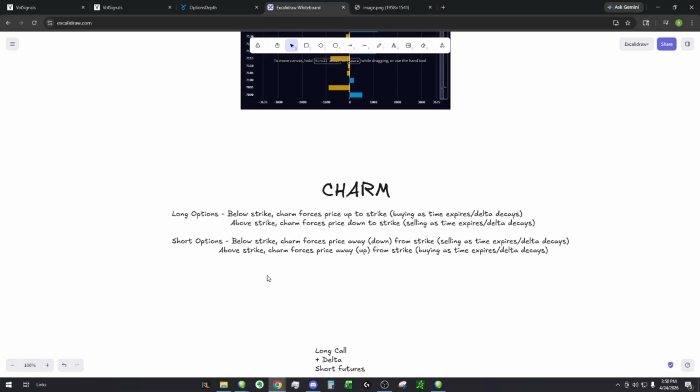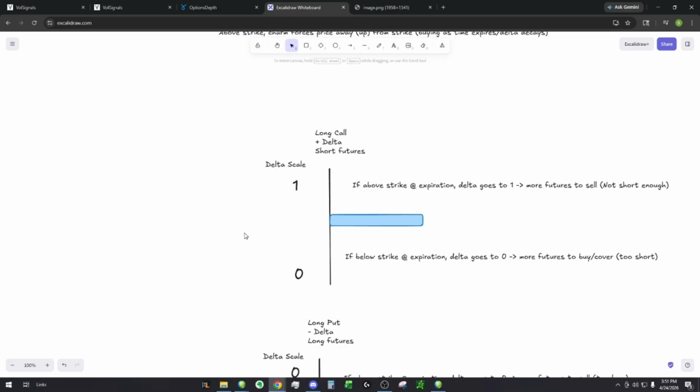Charm is most influential the closer to expiration the option becomes. So 0 DTE options will have the greatest charm impact. And as the day goes on, the charm on those 0 DTE options will be greater. So now I'm just going to go through some of the different positionings. So first, a long call.